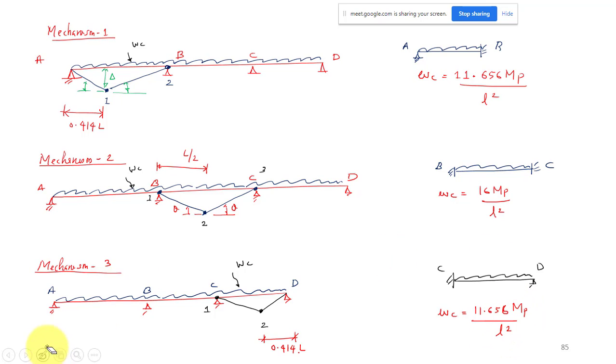So these are the three values we will get, 1, 2 and 3. So finally you have to write that your collapse load will be the least value.